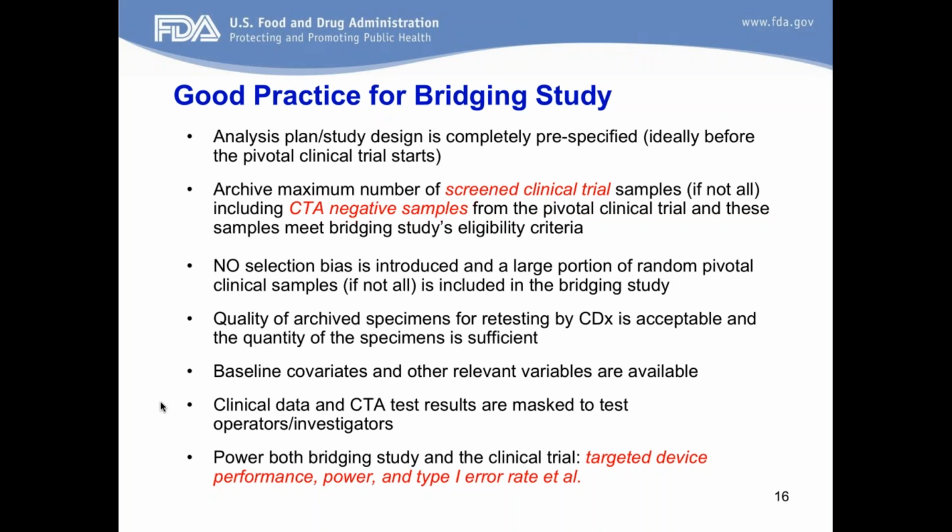And also baseline covariates and other relevant variables should be available, especially since most of the time there is an issue with CTA negative patients. Those patients usually do not have the same set of covariates collected. Although I understand that it's probably difficult to do, I encourage you to collect all covariates as much as possible, even for CTA negative patients. And the clinical data and the CTA test results should be masked to the test operator or investigator.